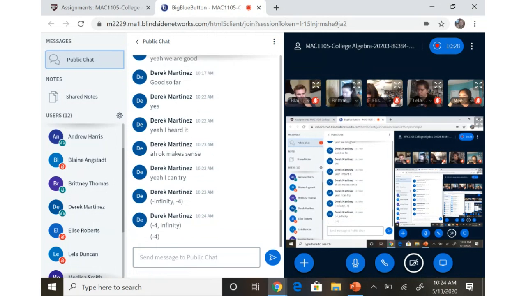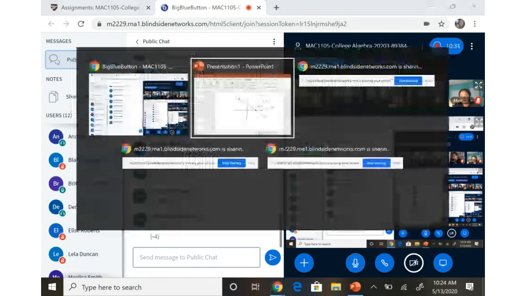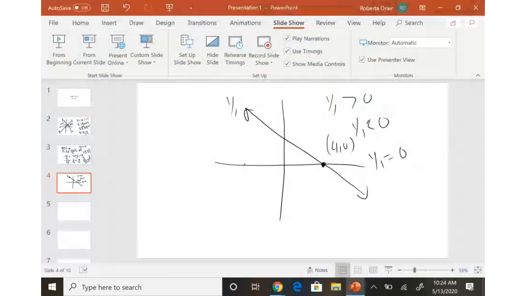Negative 4 to infinity, negative 4. Let's take a look. Melissa, how do they look? Are you glad you have faith in Derek? I thought the 4 was a positive.